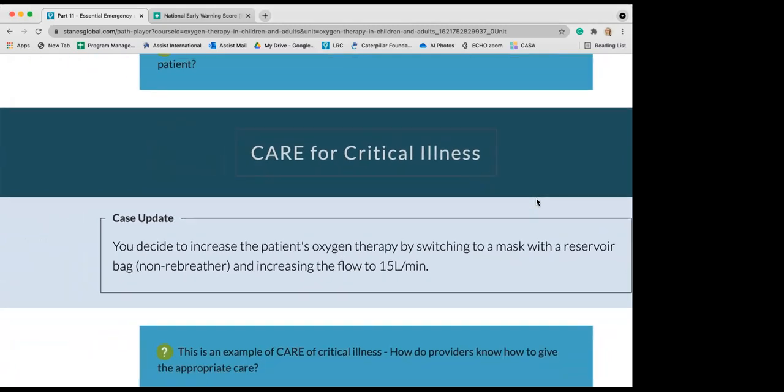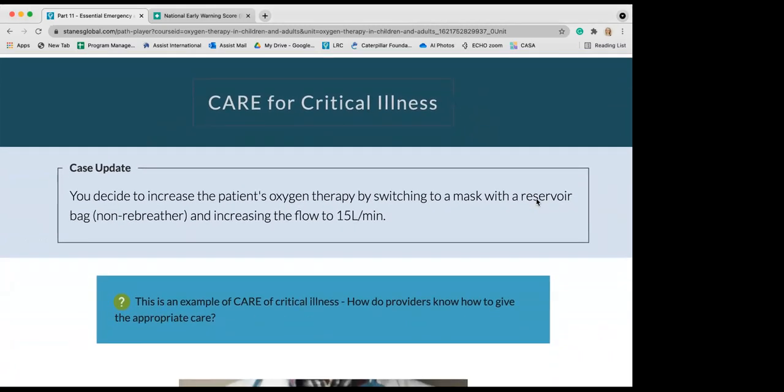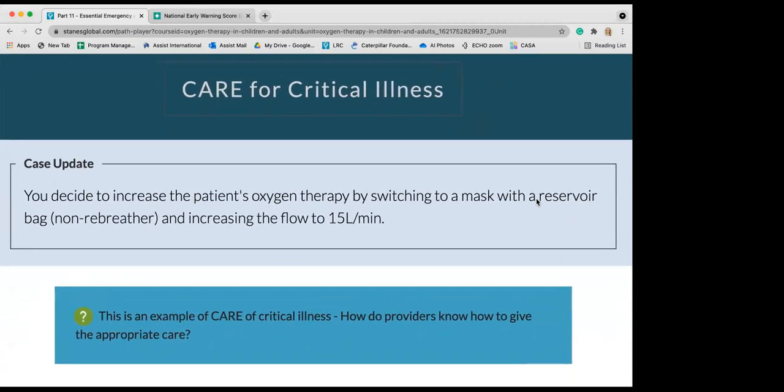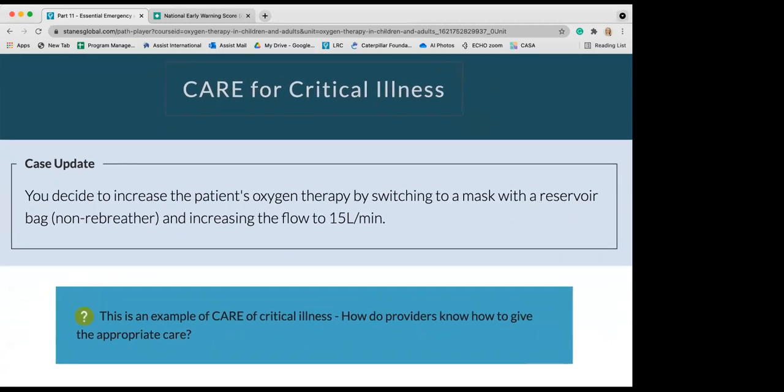Let's see the update of our patient. You decided to increase the patient's oxygen therapy by switching to a mask with reservoir and increasing the flow to 15 liters. So this is an example of care of critical illness. How do providers know how to give the appropriate care? In other words, how do you know if you are providing appropriate care? I don't think we can just discuss how we can achieve that. So let's go down.